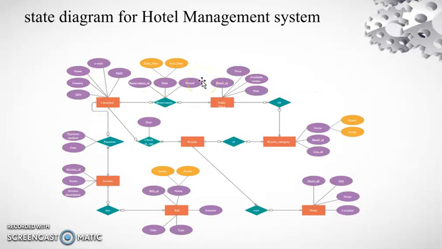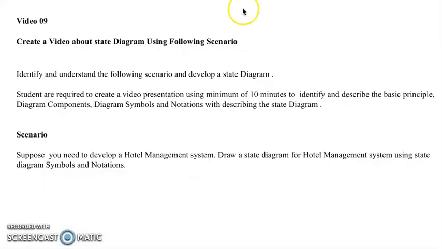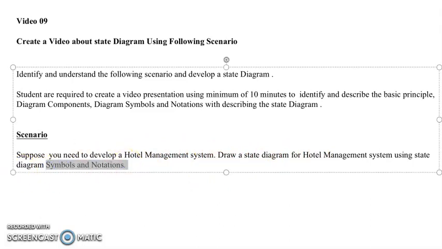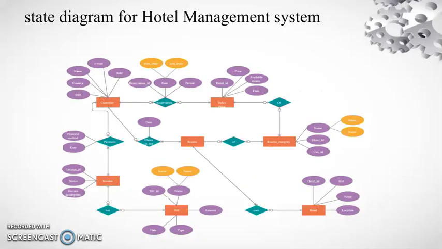So this is a state diagram for a hotel management system. We have built this upon a question actually. So this is the scenario: suppose you need to develop a hotel management system. Draw a state diagram for the hotel management system using state diagram symbols and details. So we have built a state diagram for a hotel management system.